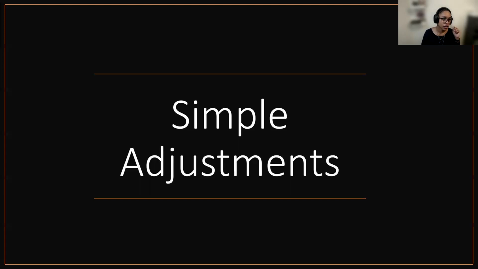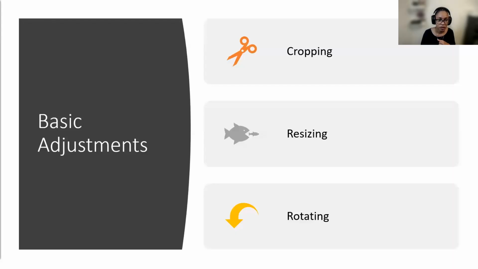All right, let's go ahead and talk about making some simple adjustments. Image editing is all about adjusting your images to make them look better. So we'll cover some of the more basic ones along with some of the common problems to watch out for when making these changes. So at the core, probably everyone has a need to do some cropping, resizing, and rotating.